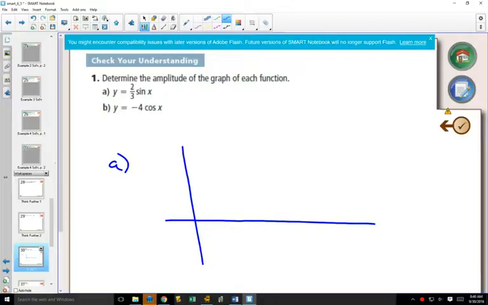What we're going to do is label our maximum and our minimum. Now, on our parent graph, sine had a maximum of 1 and a minimum of -1. And those are y values. Now, if we multiply those by 2/3, our maximum now will be 2/3 times 1, which will just be 2/3. And our minimum will be -1 times 2/3, which will just be -2/3.